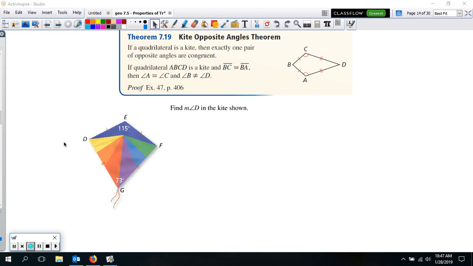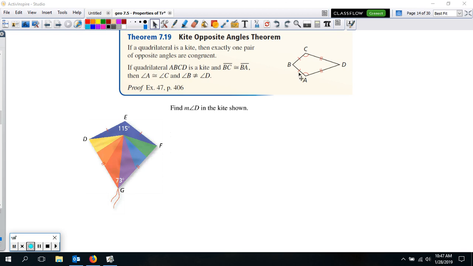Okay, so now we're going to look at the kite. You've seen a kite before, I'm sure, in this shape. Kites sometimes take on all different sizes and shapes, but this is the basic shape of a kite. I have some at home for the kids that are this shape, and then others that are other shapes and sizes. If a quadrilateral is a kite, then exactly one pair of opposite angles are congruent. That's our theorem for the kite here.